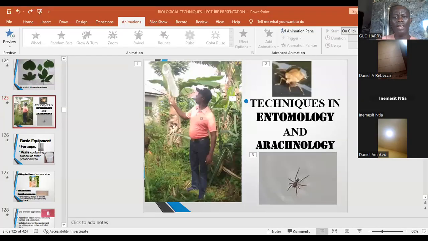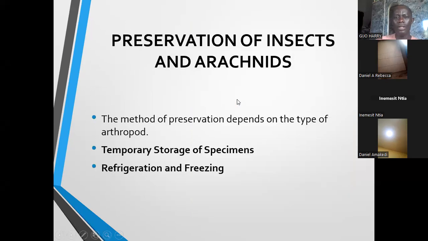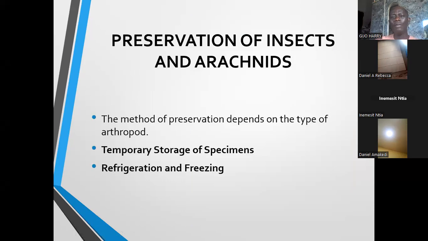We have the use of aspirators or the pewter, and we also have other methods for the collection of insects and arachnids. So next time we'll look at preservation of insects and arachnids.